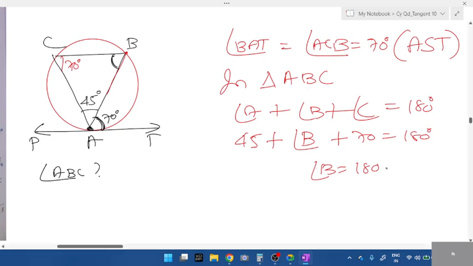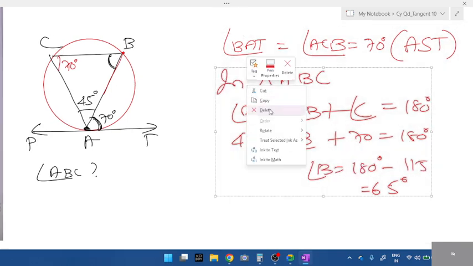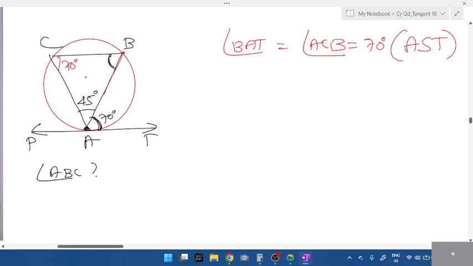145 minus 115 is 65 degrees. Angle B is 65. This is one way to do it. I think this is simple, students. You do it like this. This is the simple way. If not, the other method is, because we already found two angles.